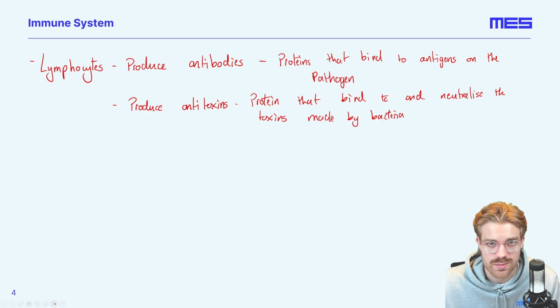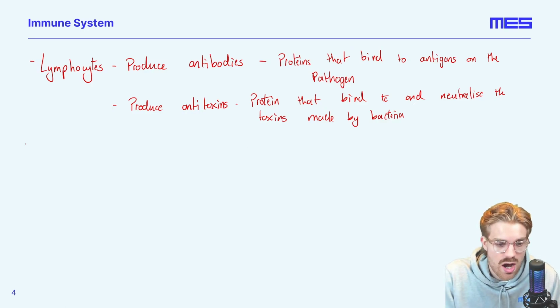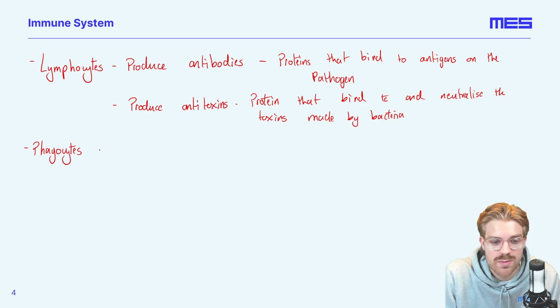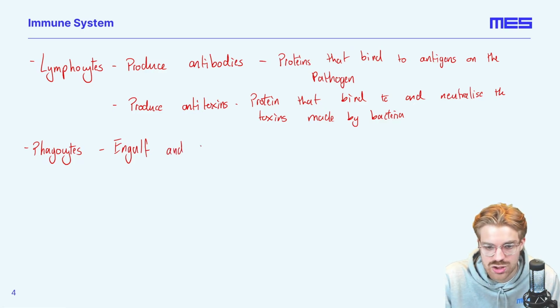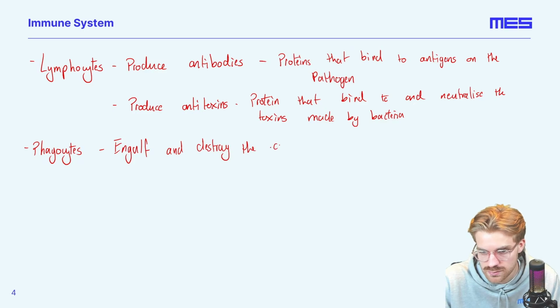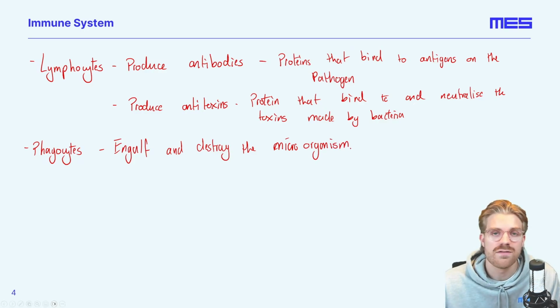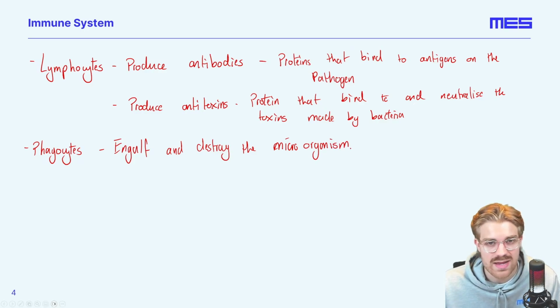The second type of cell and the third way that the immune system responds are the phagocytes. Phagocytes are another type of white blood cell, and these will engulf, that means consume, and destroy the microorganism. The phagocytes contain enzymes within it that will break down and destroy that microorganism.